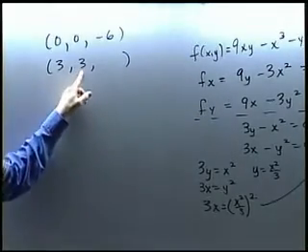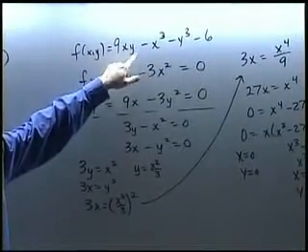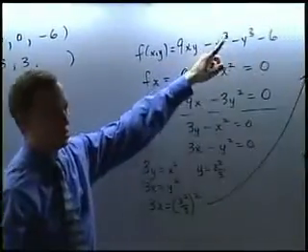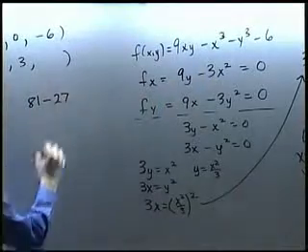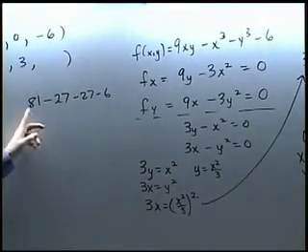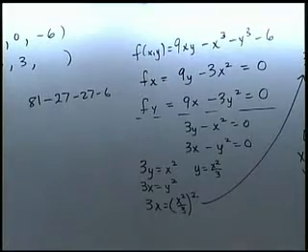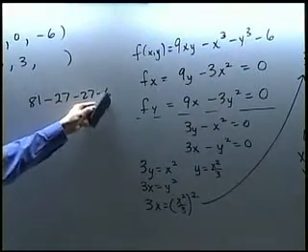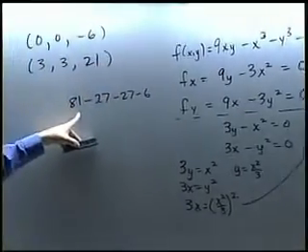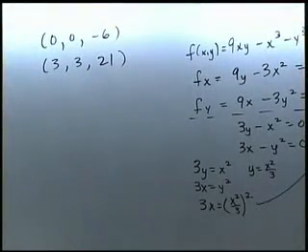Okay? What if I sub in 3's in both spots? Okay, 3 times 3, 9. 9 times 9, 81. Okay, minus 3 cubed, that'd be 27, right? Okay, minus another 27, and then minus 6. 54 and 6 would be 60. 60 off of this would be 21, right? Okay, so it appears that these are the two places on this particular graph where we've got either a maximum or a minimum.